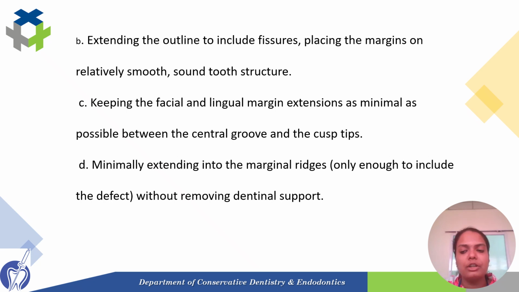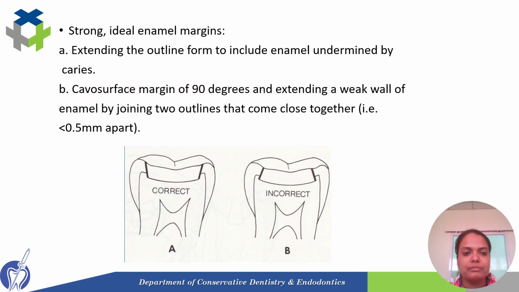Another feature by which we can give resistance form is extending the outline to include fissures, placing the margins on relatively smooth, sound tooth structure. Another feature is to keep the facial and lingual margin extension as minimal as possible between the central groove and the cusp tips, minimally extending into the marginal ridges without removing any dentin that supports the tooth.